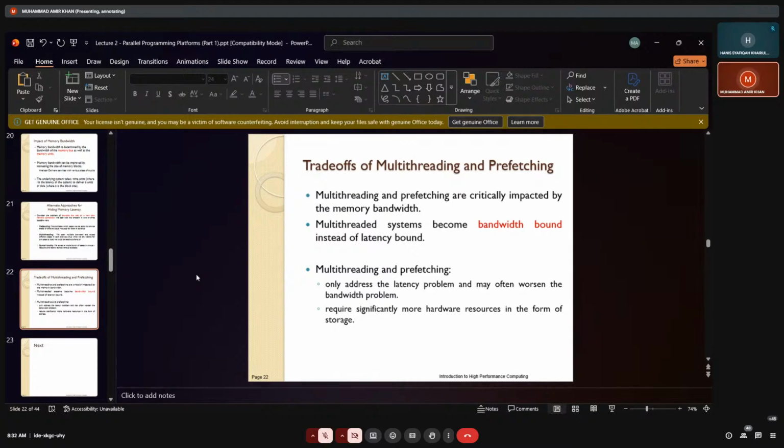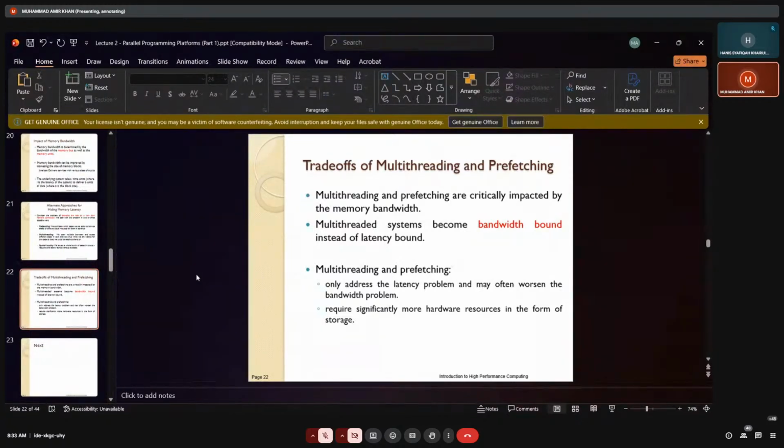Now the trade-off of multi-threading and prefetching. Multi-threading and prefetching are critically impacted by the memory bandwidth. Definitely, if you open so many tabs, our performance will be slow. So a multi-threaded system becomes bandwidth bound instead of latency bound. So it's memory bound.